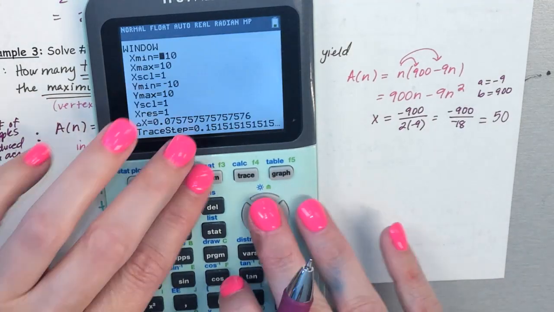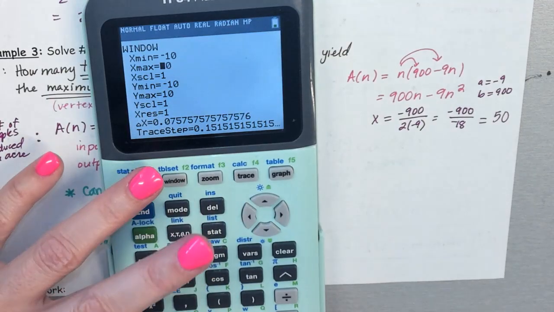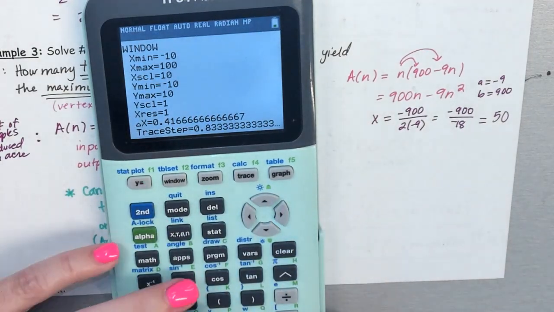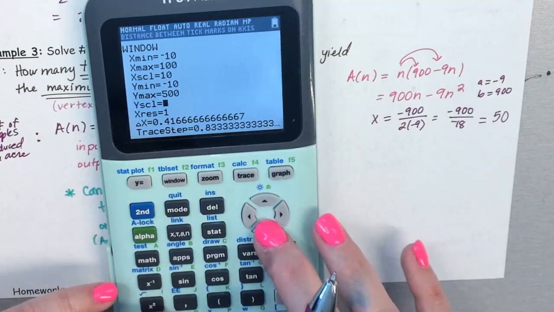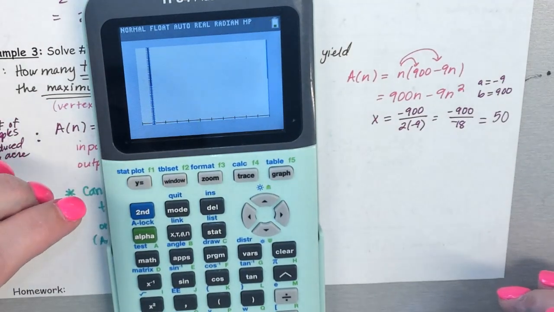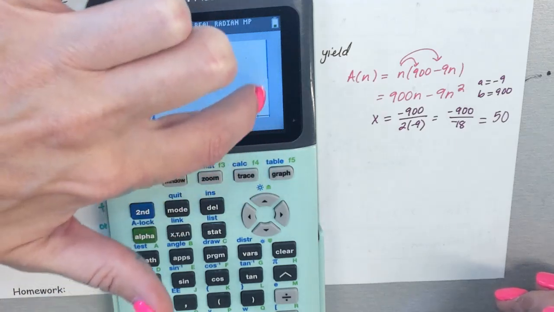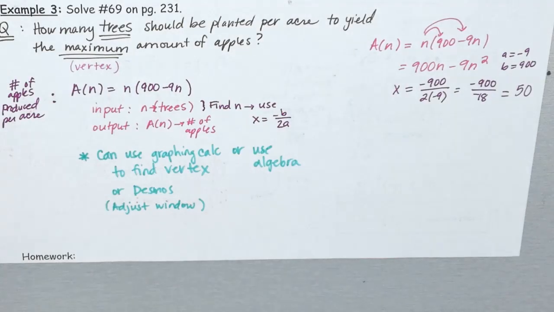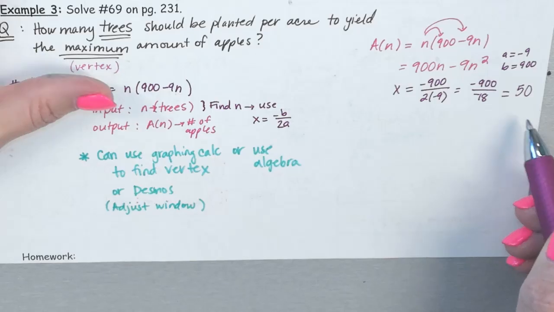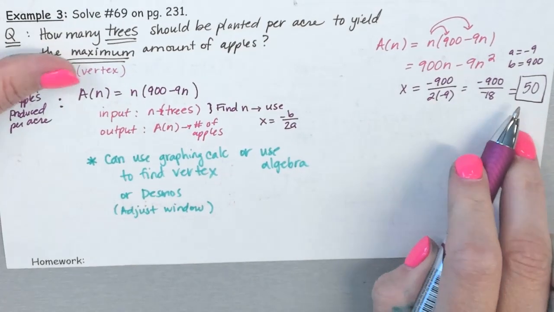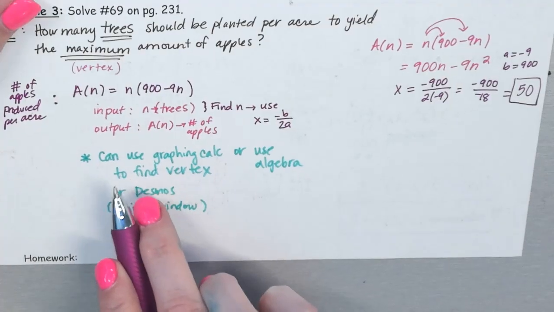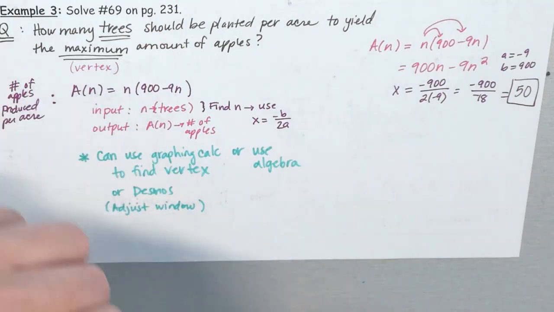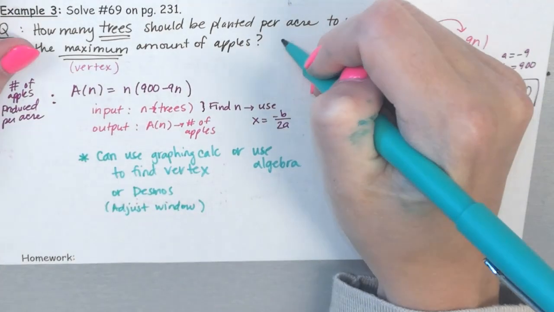You could adjust your window. I always double it, so I would go out to 100 so I can see what that is. And then I might start with my max at 100 or 500. I can see part of it, but I can't see that whole thing there. So all you had to find was your input. Your x value is n. So in this case, algebra would be faster than using your graphing calculator, but we'll still look at it with Desmos so we can see that. And then your answer is going to be 50 trees.